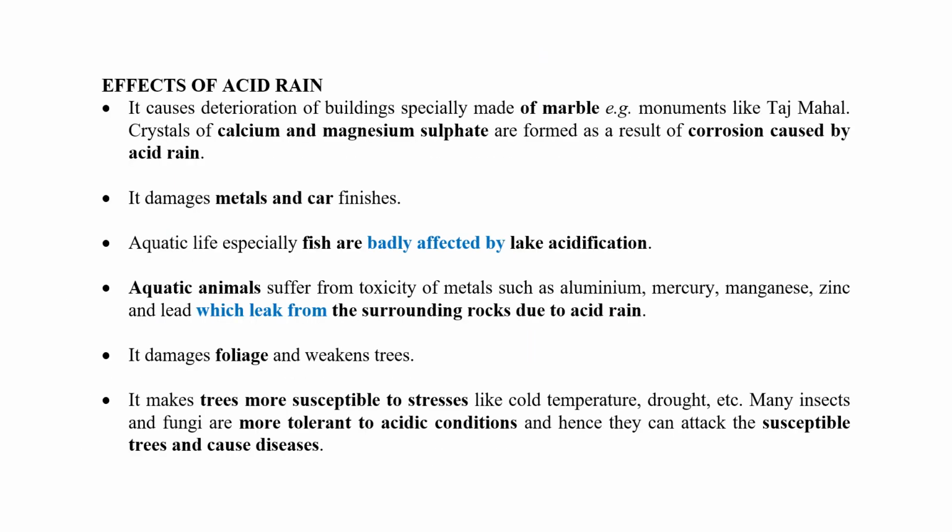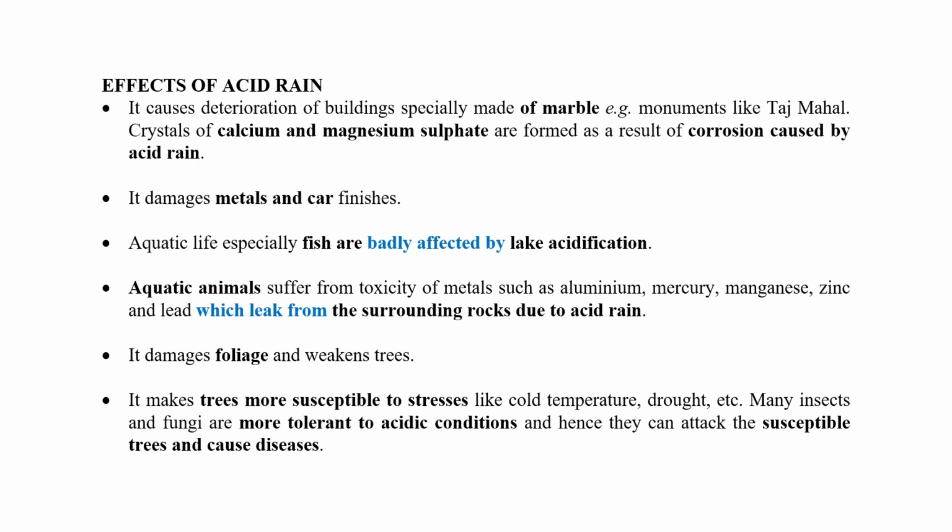So now we can see what are the various effects of acid rain. It causes deterioration of buildings, especially those made of marble, monuments like the Taj Mahal. Normally, crystals of calcium and magnesium sulfate are formed as a result of the corrosion caused by the acid rain. It damages metals and car finishes.